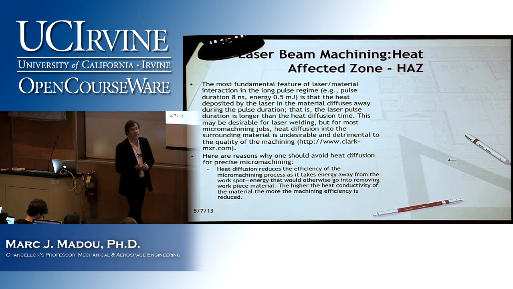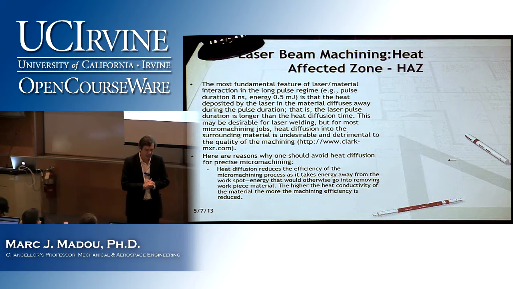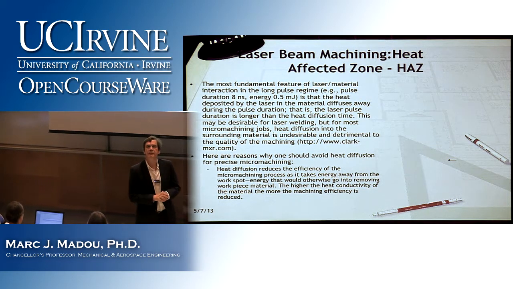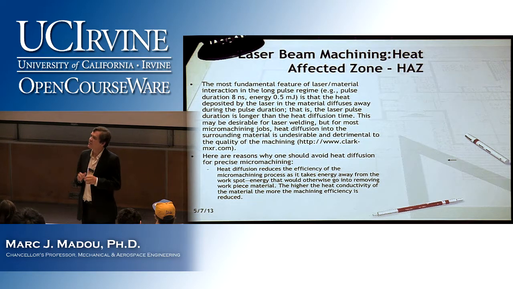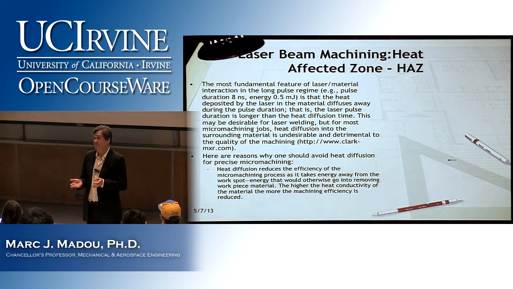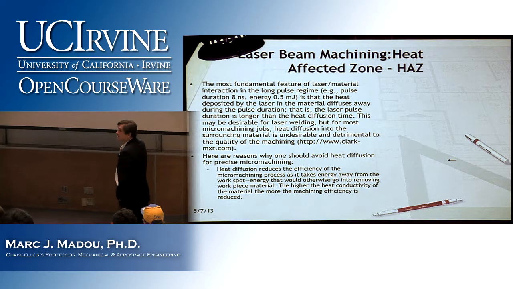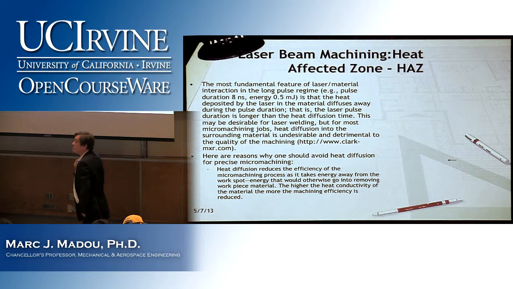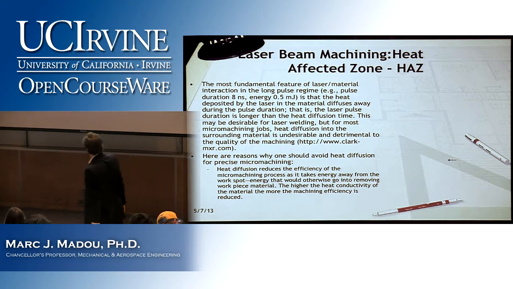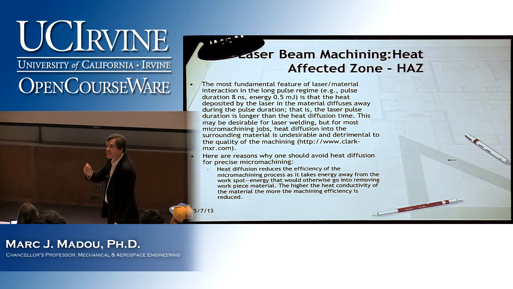And here we're coming to the important last part on laser fabrication. That's a bit of a discussion on this heat-affected zone and the big difference in using a traditional laser and these femtosecond lasers. And so let's start with traditional laser. The most fundamental feature of a laser-material interaction in the long pulse mode, that means traditional lasers. And so that could be a pulse that lasts, let's say, 8 nanoseconds and contains an energy of 0.5 millijoule. Now follow this, this is an important point.